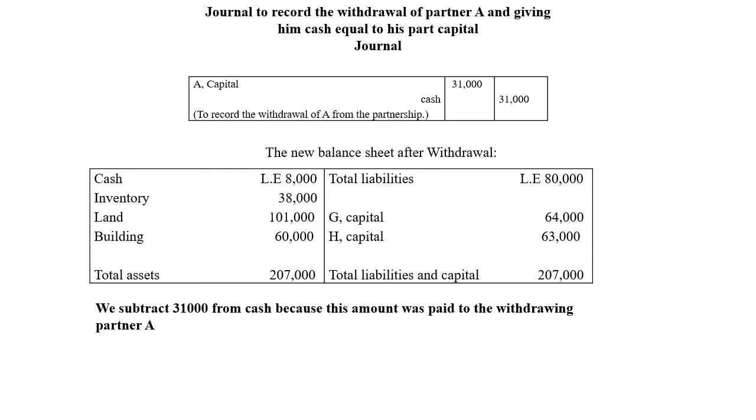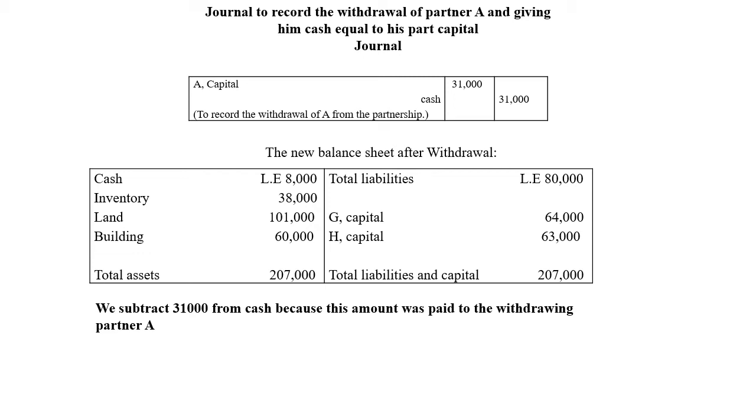يعني رأس ماله كان بيساوي 31,000 وهو خد كاش من الأسيتس 31,000. الاثنين متساويين. We'll notice in the next cases that we are going to have a difference between the two sides. In some cases, the withdrawing partner may get cash or may get any other assets less than or more than his equity. So it's a loss for him, a profit for the remaining partners. Profit for him, it would be a loss for the remaining partners.